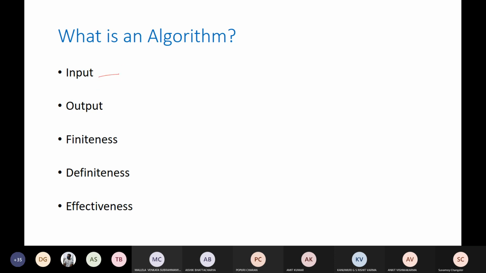Now, what is meant by an input? Suppose in an algorithm I write x equals 5 and y equals 7, then write z equals x plus y. Should we say that x equals 5 and y equals 7 are input? No. Whenever we talk about input, the user-given data must be considered as the input. It should not be supplied within the algorithm or the program.